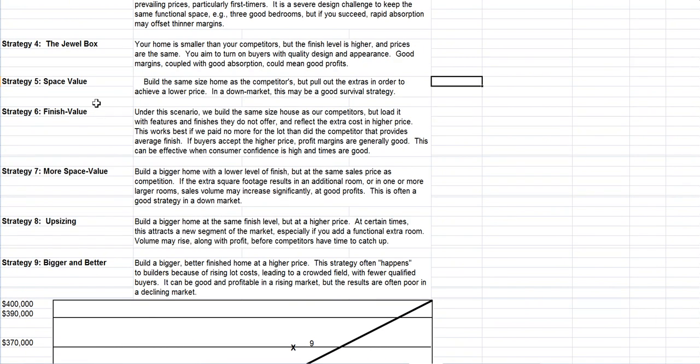The next one we're going to look at will be number 5 here, because we're under the market line. So 5 is a space value. You build the same size home as your competitors, but pull out all the extras in order to achieve a lower price. It's a good survival strategy. That's what a lot of national builders are doing right now. However, if you have national builders in your marketplace, it's probably not going to work because you just won't be able to buy as well as they can.